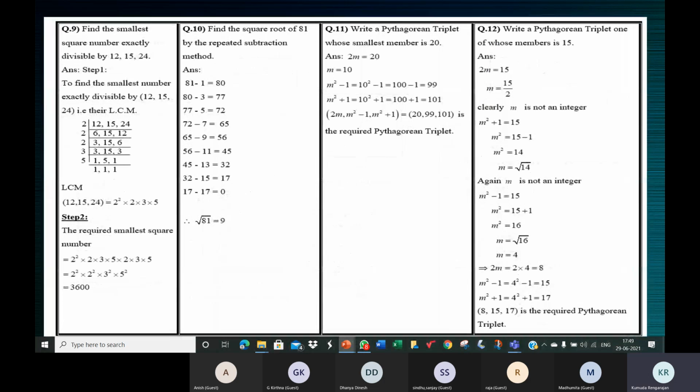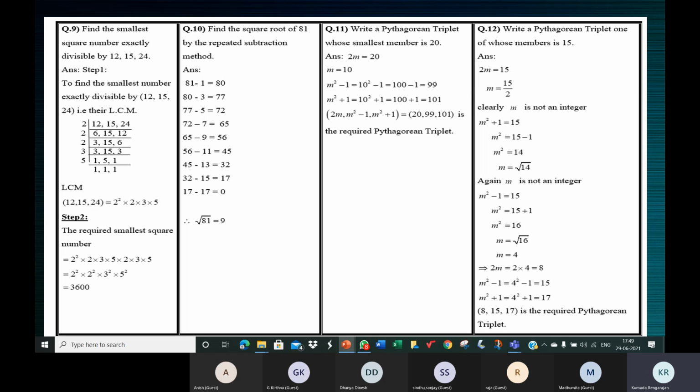Moving on. 9, similar to this, we discussed one. Now I'm talking about the 10th one. Find the square root of 81 by the repeated subtraction method. So you all know the square root of 81 is 9. Am I audible, children? Yes, ma'am. You can see question number 9, 10, 11, 12, right, on your screen? Yes, ma'am.